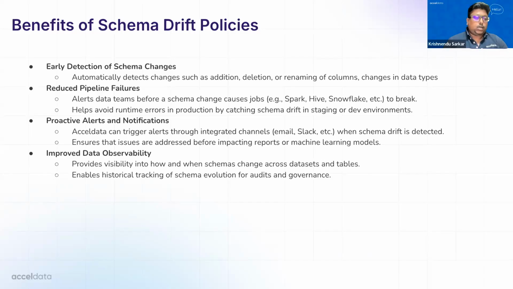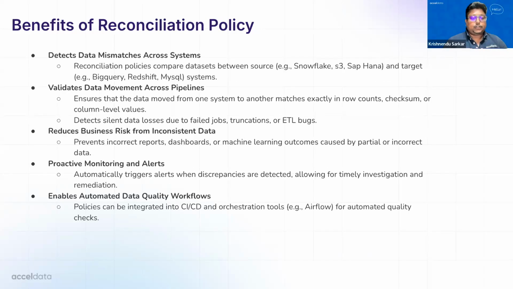Okay. Now we're going to the benefits of the reconciliation policies, which detect data mismatches across systems. A reconciliation policy compares datasets between source and target, like SAP HANA and BigQuery, Redshift, or MySQL. It validates data movement across the pipelines as well, ensuring that the data moved from one system to another matches exactly in row counts, checksums, or column-level values.